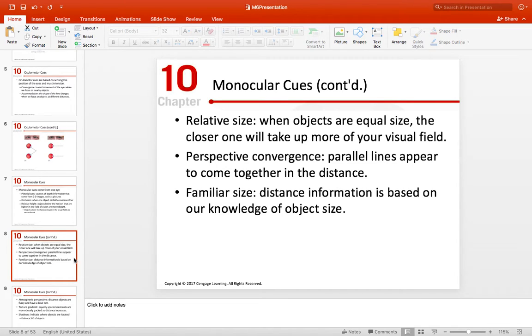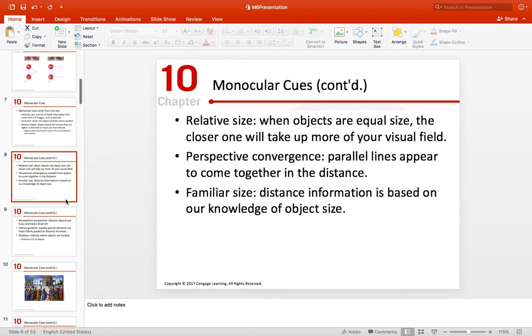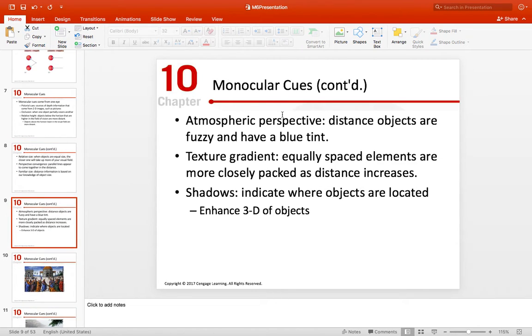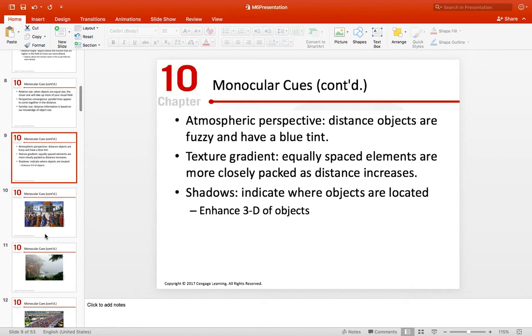So we have what could be more of a bottom-up type processing going on here, but then our memories, our familiarity, learning effects, this could also be more of a top-down process. Atmospheric perspective, texture gradient, shadows, all of these things can be utilized. And like I said, in movies, also video games, of course, virtual reality, and all these other things, all of this stuff can be utilized so that we get a good sense of depth.